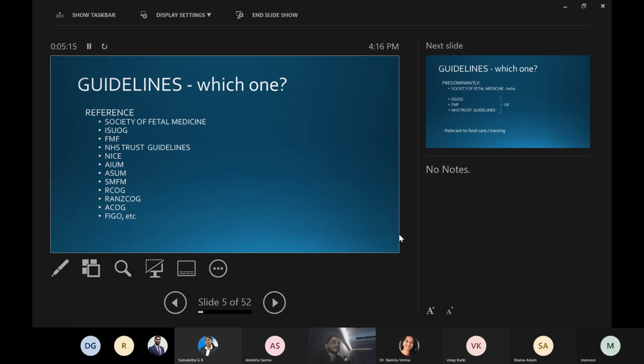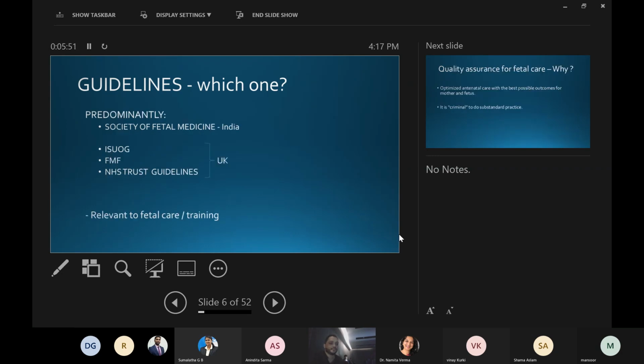So this is the reference of guidelines which I have gone through. The SFM, International Society of Ultrasound in Obstetrics and Gynecology, Fetal Medicine Foundation, NHS Trust Guidelines, NICE Guidelines, AIUM, ASUM, SMFM, that is Society of Maternal Fetal Medicine, RCOG, RANZCOG, ACOG, and FIGO, and also some other guidelines. When you keep searching for the guidelines, you keep finding many things. But these are basically the ones which I have mainly used.